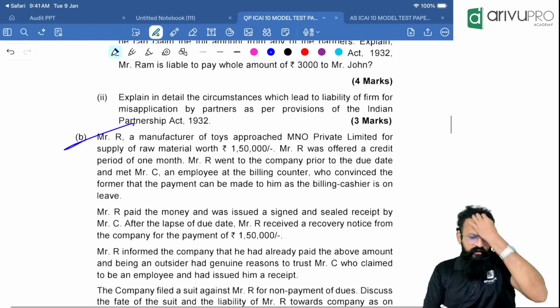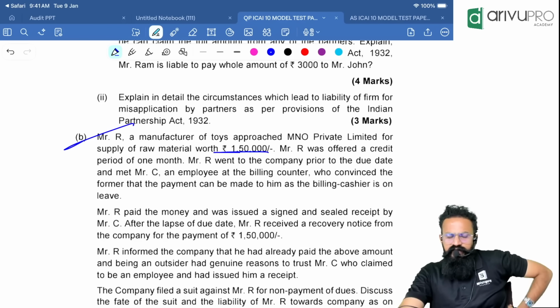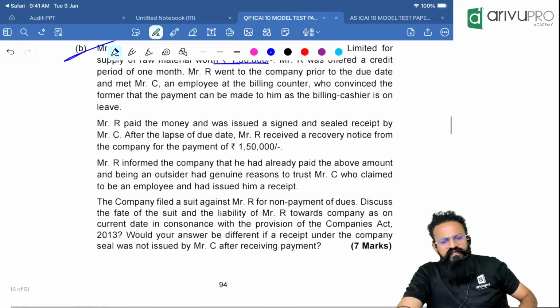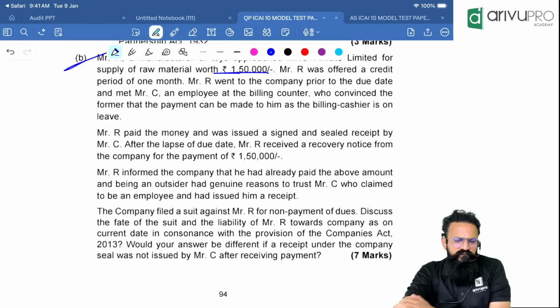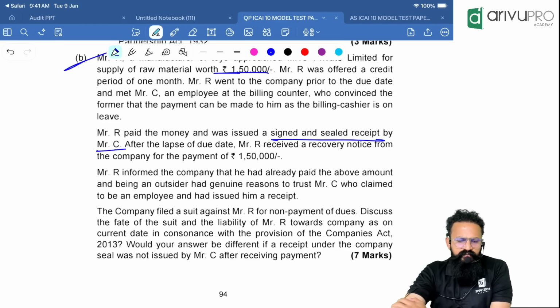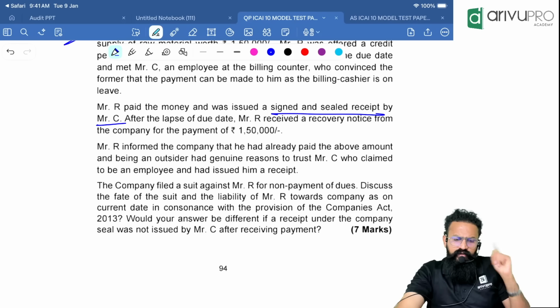Next one, Mr. R, a manufacturer of toys, approached MNO Private Limited for supply of raw material worth 1,50,000. Mr. R was offered a credit period of 1 month. Mr. R went to the company prior to the due date and met Mr. C, an employee at the billing counter, who convinced the former that the payment can be made to him as the billing cashier is on leave. Mr. R paid the money and was issued a signed and sealed receipt by Mr. C. After the lapse of due date, Mr. R received a recovery notice from the company for 1,50,000. Mr. R informed the company that he had already paid the above amount and, being an outsider, had genuine reason to trust Mr. C, who had claimed to be an employee and had issued him a receipt.